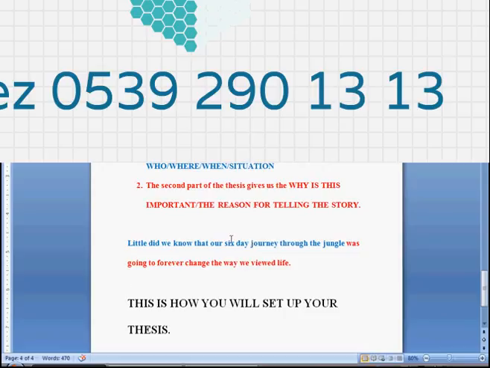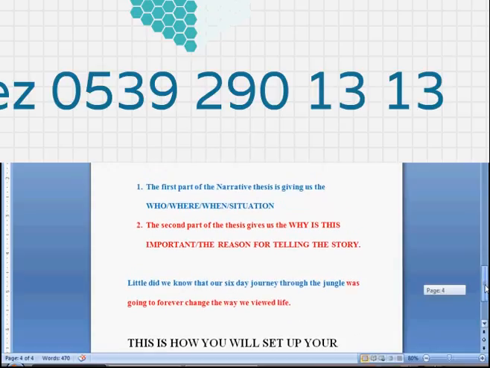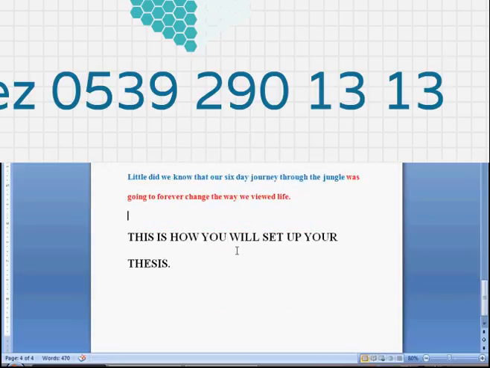And that is exactly how I want you to structure your thesis statement for your narrative essay. That you should start off, we were driving on a country road in the middle of the country. Little did we know that this short ride was going to change our life. So again, this is an example thesis statement, and this is exactly how I want you to structure it, like I have right here. So again, this is how you set up your thesis statement.